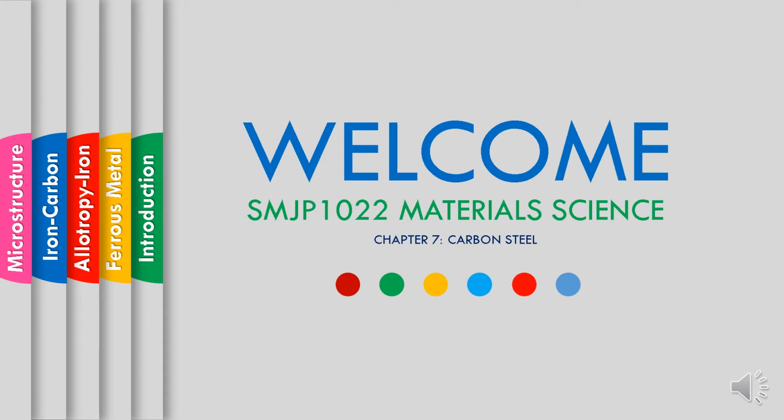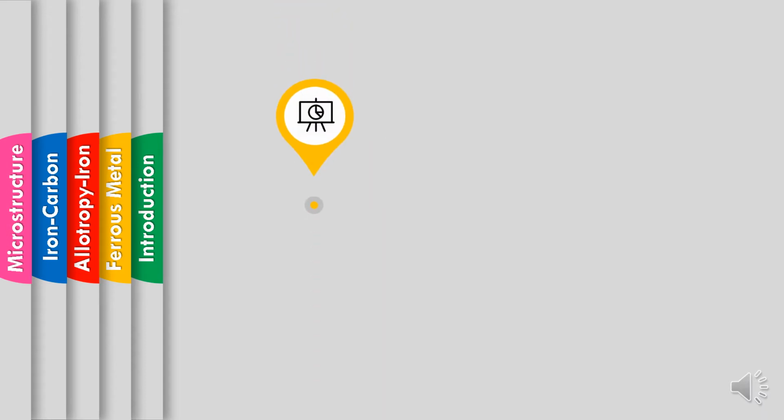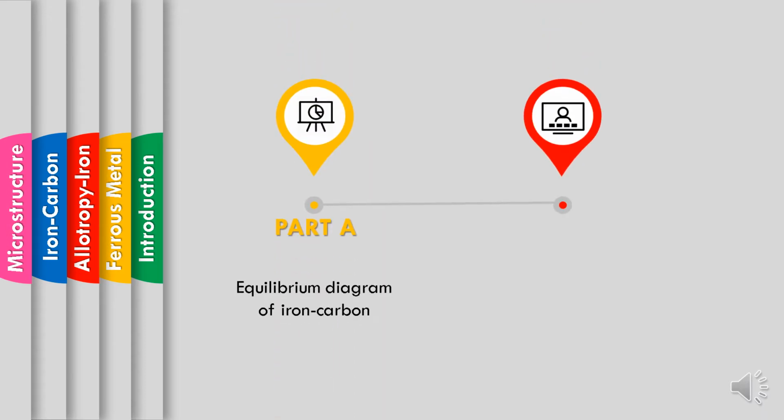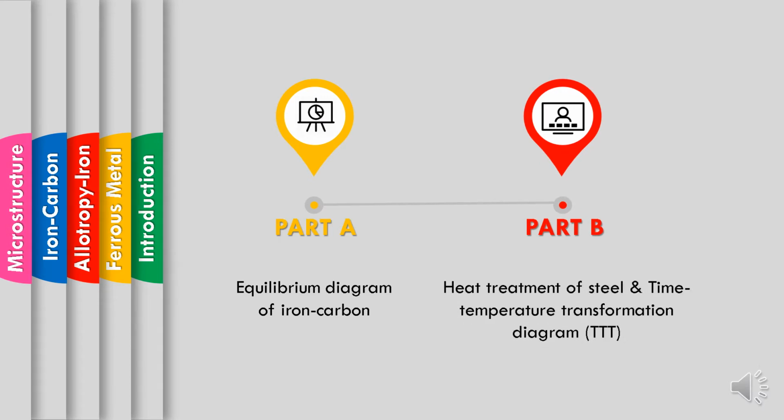SMJP 1022 Material Science, Chapter 7 Carbon Steel. In this chapter, we will divide into two parts. Part A covers the equilibrium diagram of iron carbon, and Part B covers the heat treatment of steel and the time temperature transformation diagram, or TTT diagram.